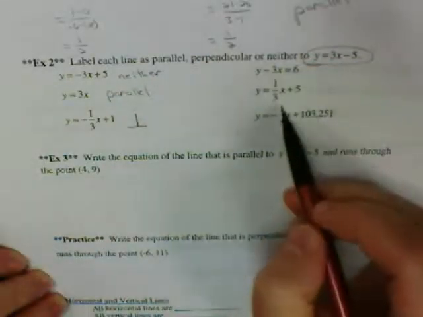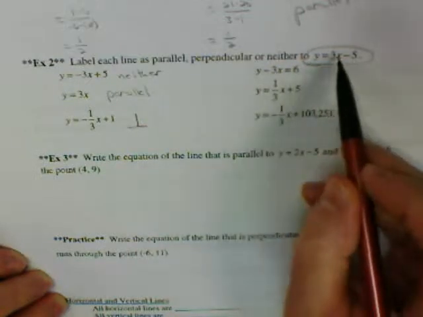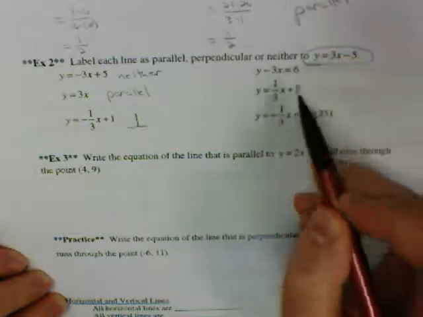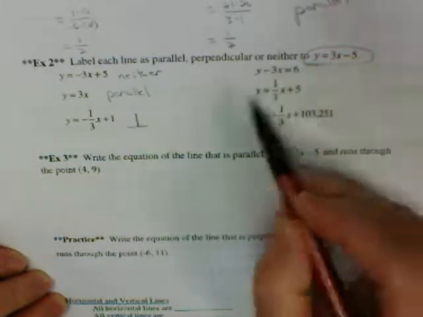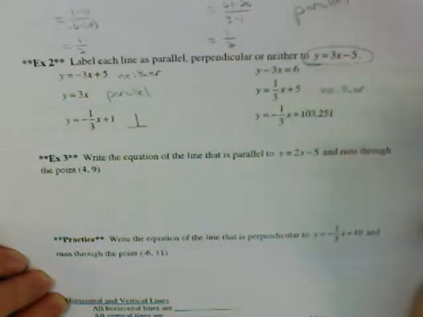Let's skip that one for a second here. We'll go to the next one. This has a slope of 1 over 3. That has 3 over 1. They're not opposite signs, so they can't be perpendicular, and they're not perfectly equal, so they can't be parallel. So this is another neither answer.